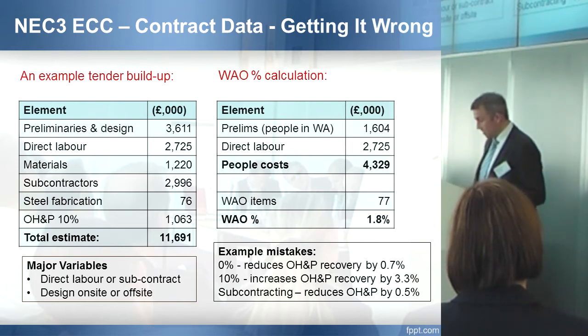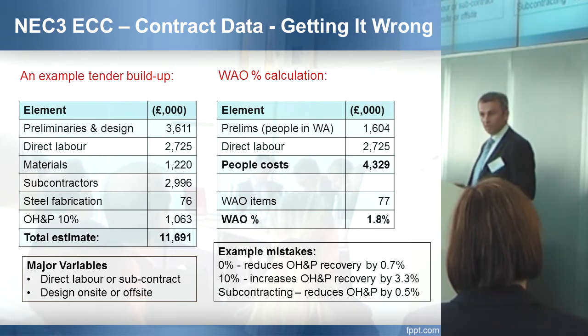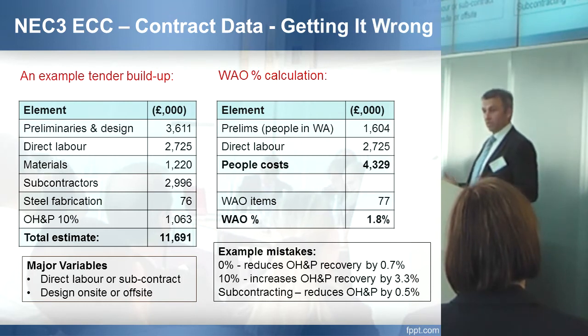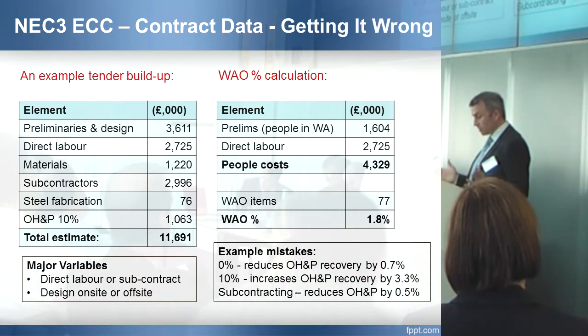If you accidentally entered not applicable and it was deemed 0, you'd lose 0.7% of your margin in that situation. If you just plucked a figure out of the air, or if you felt 10% was about right, you might increase your margin by 3.3%. And if you decide to subcontract, instead of holding your own direct labour, you would increase your margin by another 0.5%. So I don't know what that tells us, but it tells us that getting this wrong can make a difference to your bottom line profit one way or the other, and if you're an employer, quite a big difference to the outturn of the job.